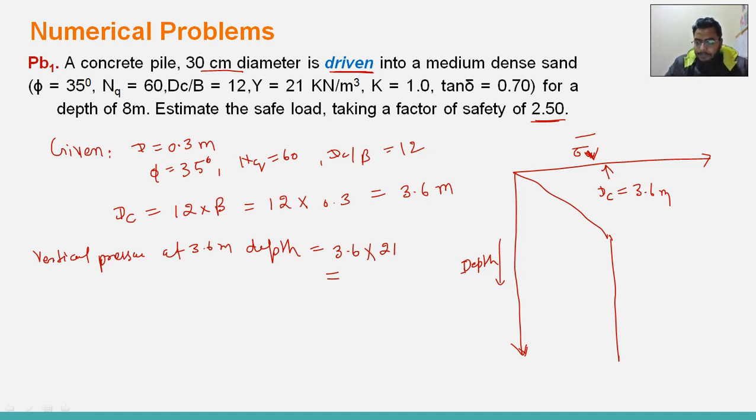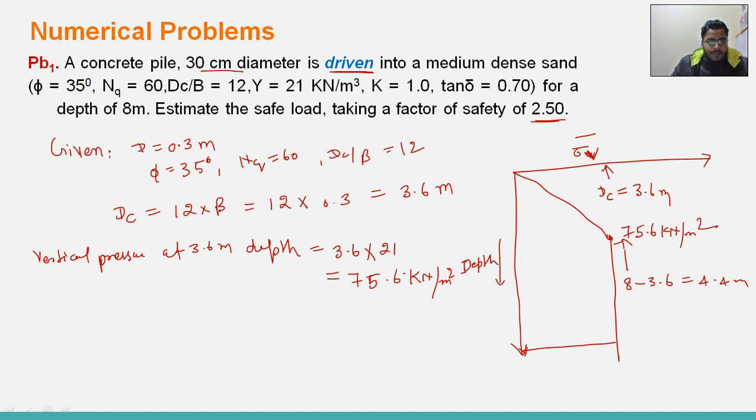So it will come 75.6 kilonewton per meter square. So here 35.6 kilonewton per meter square, and the depth of pile is 8 meters. So the rest, 8 minus 3.6 length, that is 4.4 meter. Up to that length, the vertical stress will be constant.